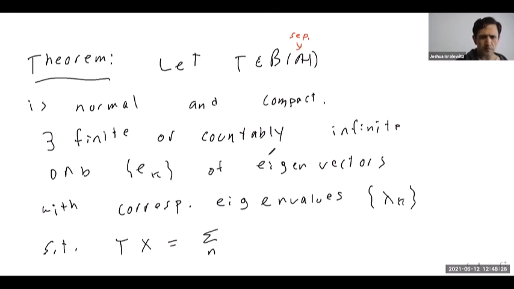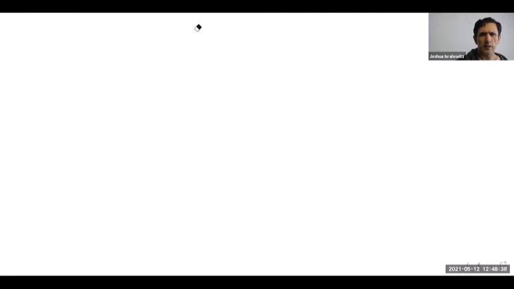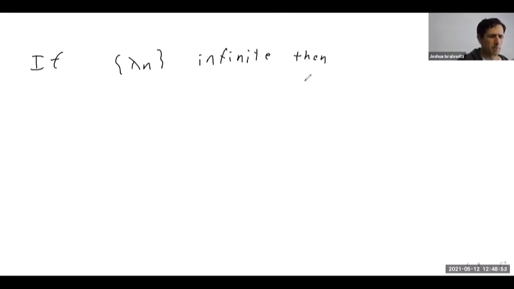Okay. So let me actually just leave this alone for a moment. I don't want to say anything just yet. So the last part of this is if lambda n is infinite, then this limit here is 0.